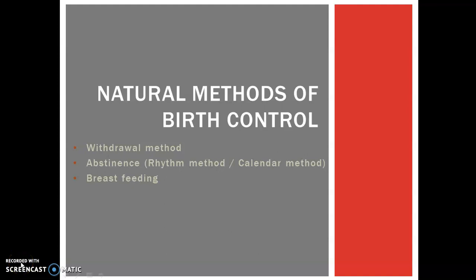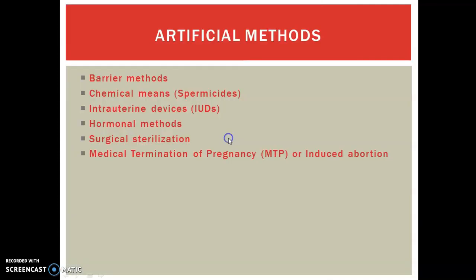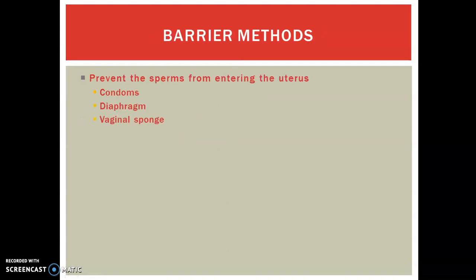Dear students, we were discussing the different methods of birth control. In the last class, we studied natural methods of birth control, and today we are going to study artificial methods of birth control. There are different artificial methods, which include barrier methods, application of spermicides, intrauterine devices, hormonal methods, surgical sterilization, and medical termination of pregnancy. Let us see all these methods one by one.